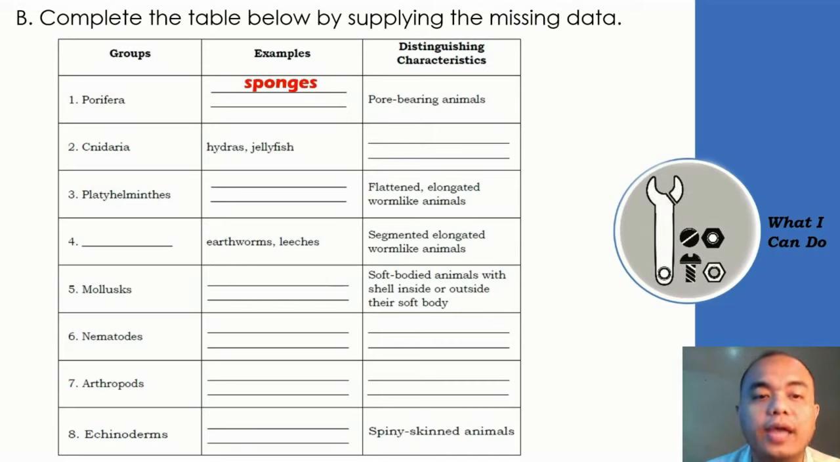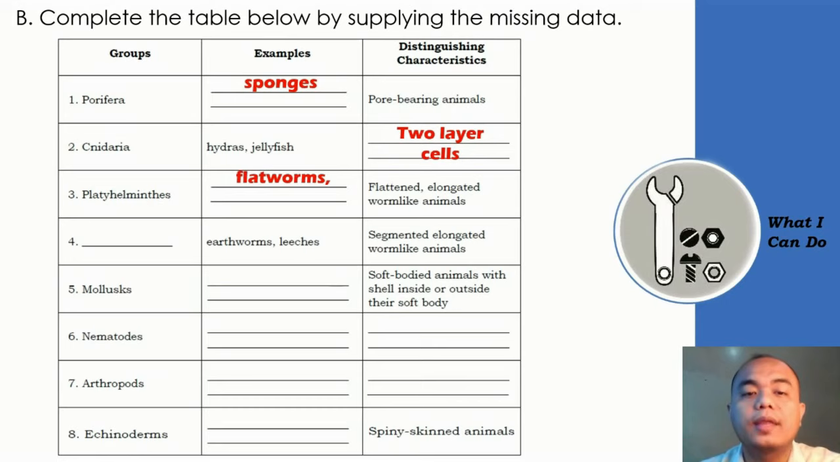Next, number 2, Cnidaria or cnidarians. We have examples, hydras and jellyfish. The distinguishing characteristic is two-layer cells. Next, number 3, Platyhelminthes. Examples are flatworms and tapeworms. And the distinguishing characteristic is they are flattened, elongated, and worm-like animals.